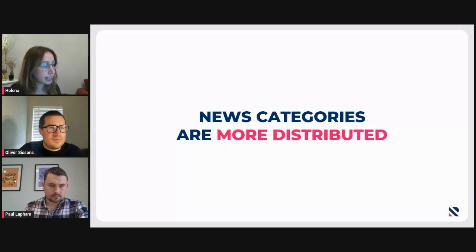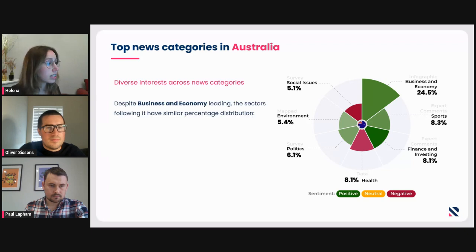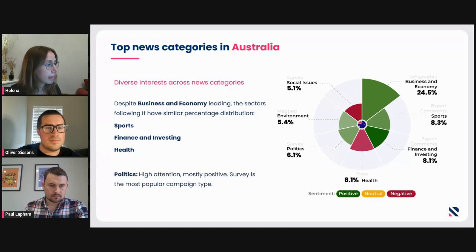The news categories in Australia are more distributed. There is a diversity of interest across news categories. So you can see that in Australia, there is a mix of sports with health, politics with environment. Despite business and the economy leading in Australia, the interesting thing is that the 2nd, 3rd, and 4th place have a similar percentage distribution. So sports, finance and investing, and health are quite similar when it comes to percentage.